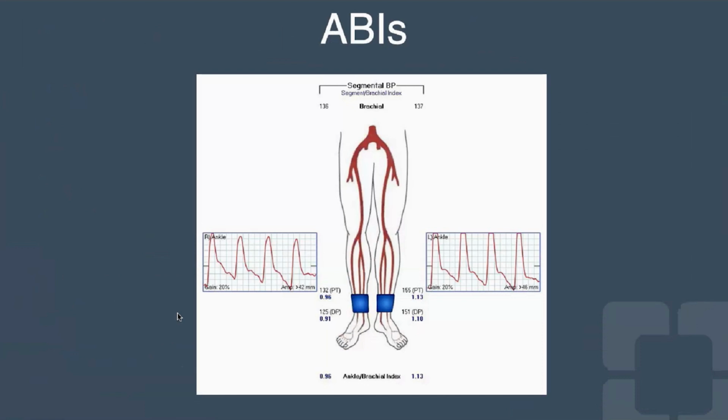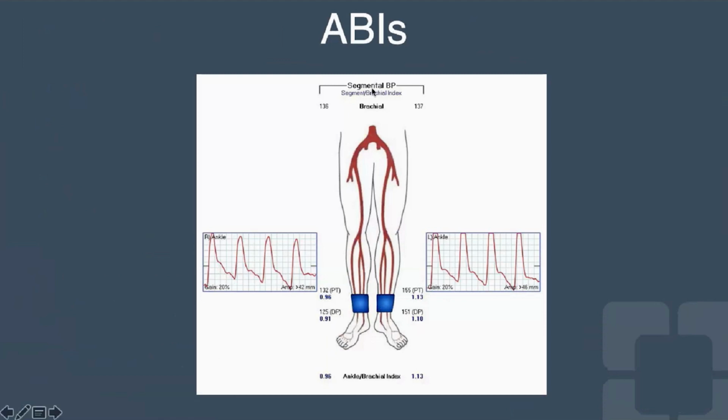This is what an ABI at the ankle would look like. These patients have ankle cuffs, and in this particular patient, a 0.96 on the right, a 1.13 on the left. And you can see their waveforms are good waveforms. They're peaked. They have a dicrotic notch, if you will, and they're not widened. So this would be a very normal ankle brachial index.